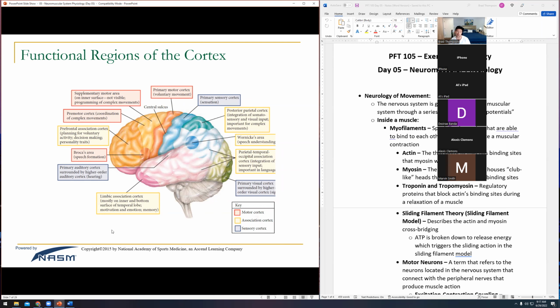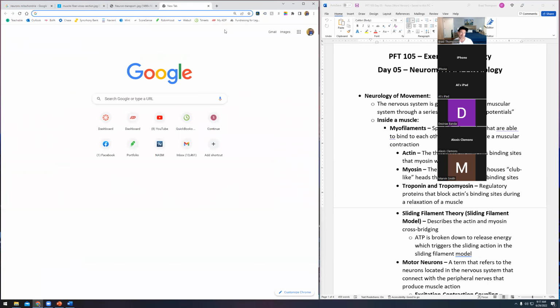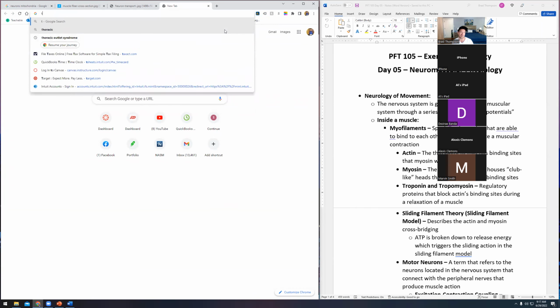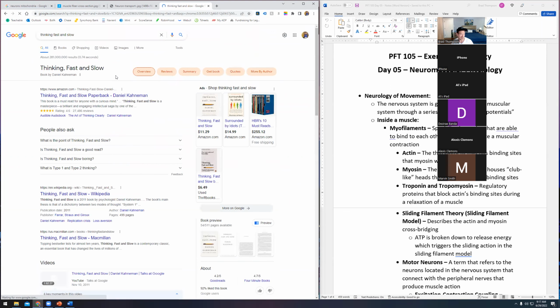If you ever want to read an incredible book, it's dense. It's not the most fun book to read, but it is amazing information. There's a book called Thinking, Fast and Slow. Is it just Thinking, Fast and Slow? Thinking, Fast and Slow. And this book is really cool.